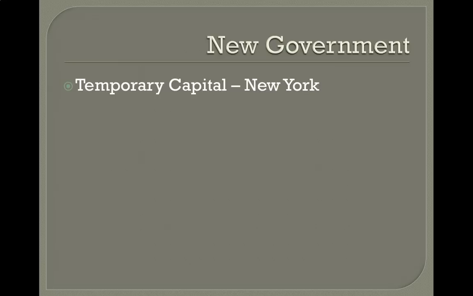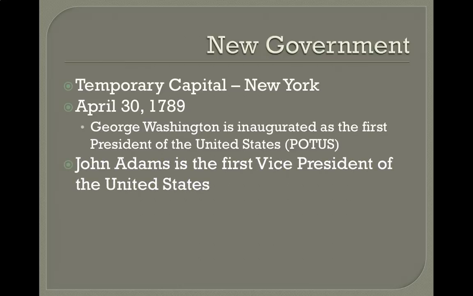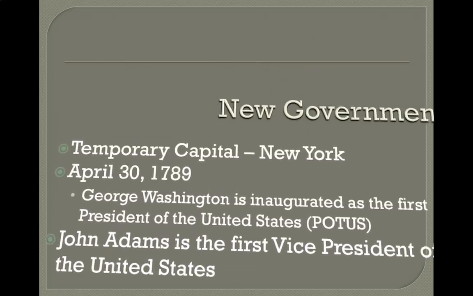So we create the first new temporary capital, and that's in New York City. On April 30th, 1789, George Washington is inaugurated as the first President of the United States, and when you see POTUS, that's what they're talking about, President of the United States. John Adams is the first Vice President of the United States.